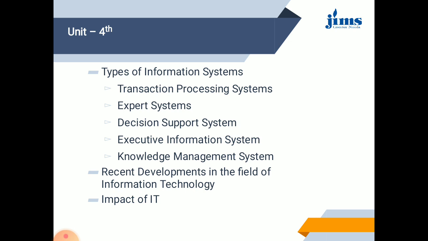Executive information system: all the information related to the managers is in the executive information system. Knowledge management system: everything about a company. If I want to know about anything for my company, what the organization is doing, what the basic things are which our organization is dealing with, all these things come into a knowledge management system. Next is the recent development in the field of information technology. What are the developments which help us to improve our MIS, management information system? We are talking about what the impact of IT on the systems is. If there is no information system, what is the impact of that situation? If there is an information system, what is the impact of that?